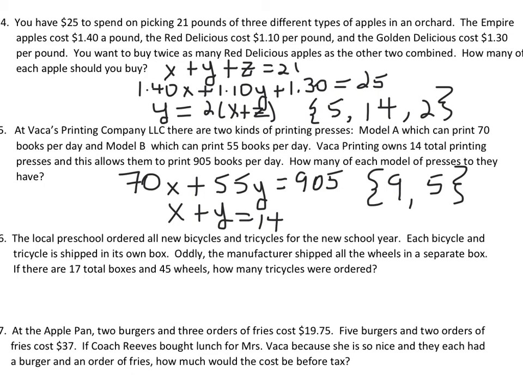Okay, so for the Vaca Printing Press Company, we have 2 kinds of models, A and B, which I'm calling X and Y for the purposes of being able to put it in my calculator. Model A does 70, Model B does 55, for a total of 905. So Model A plus Model B equals 14 total models. So I put this in the calculator and I get 9 Model A's and 5 Model B's.